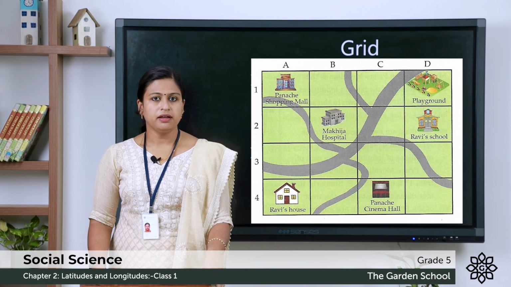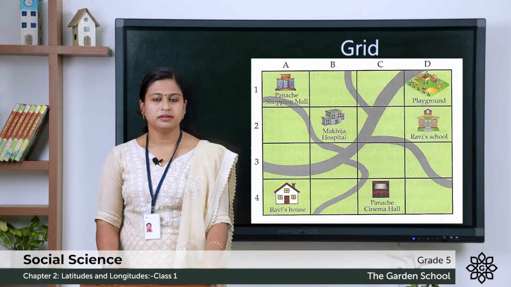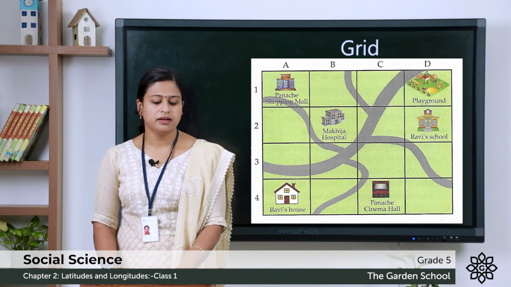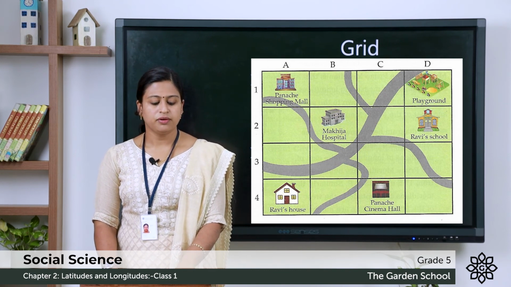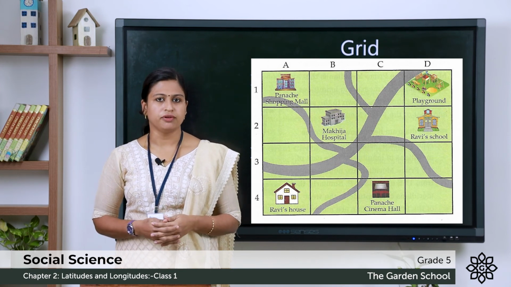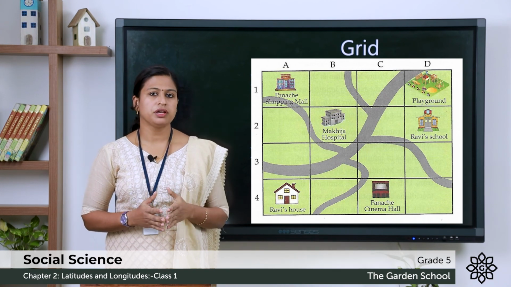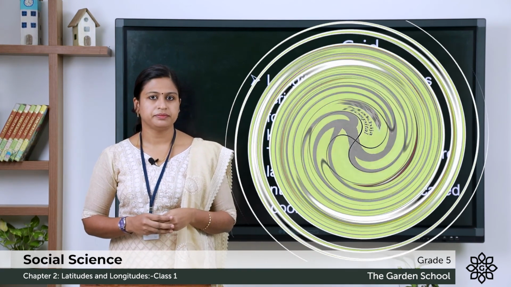Now let's find out Ravi's house in this grid. The location is column A, row 4. We also write A4. This way we can find out the location on the map.